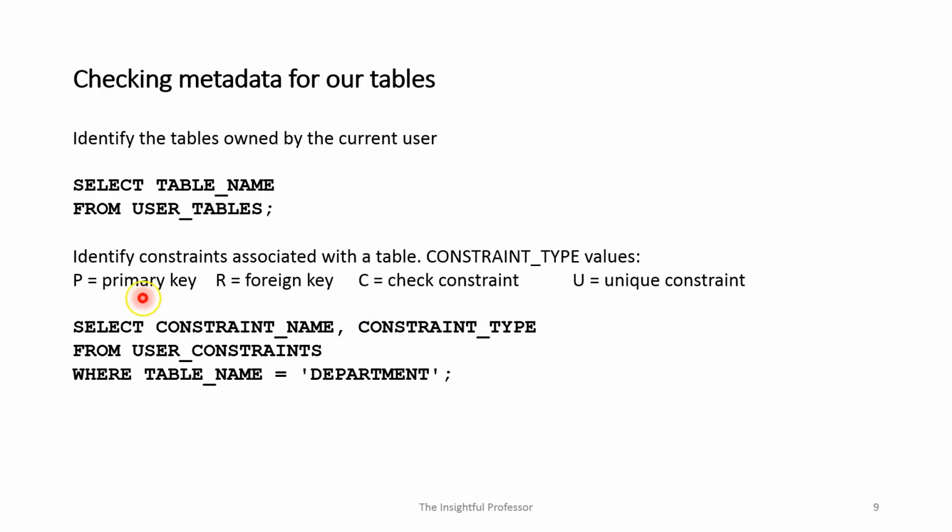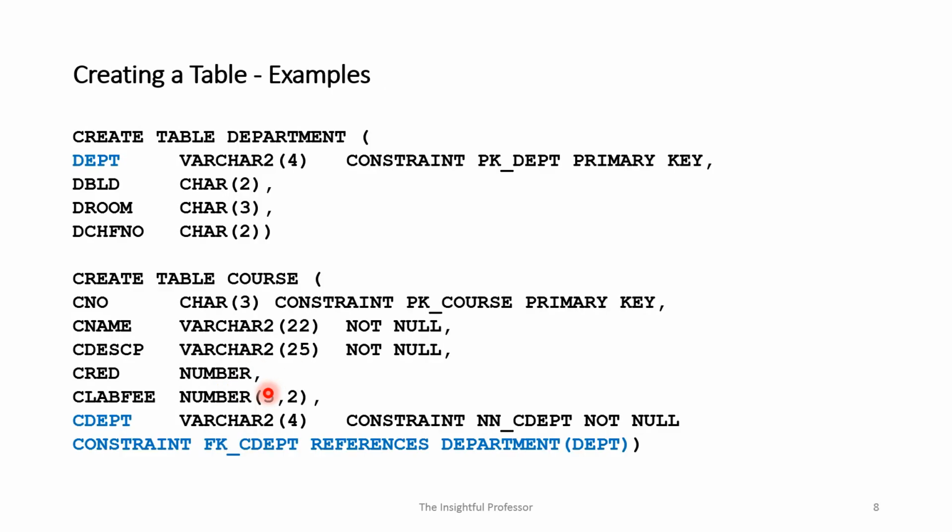We're showing you the 4 primary types of constraints of interest to us here. P would be the constraint type value if the constraint that we're identifying is a primary key. R would be the value if the constraint is a foreign key. C if it's a check constraint. And by the way, not null is just a special variety of check constraint. U if it was a unique constraint. And here we're narrowing it down to the constraints that apply to just one of the tables, department. Remember, we're going to be looking at these 2 tables here, department and course, and then we're going to check some of the metadata to see how things came out.